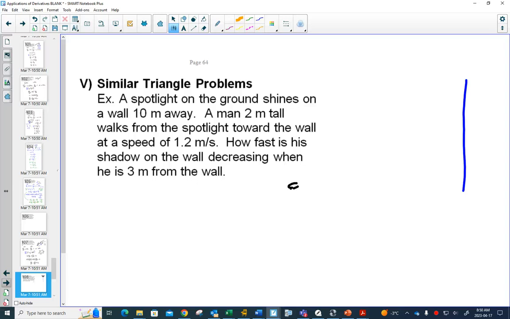There we go, let's draw some. Spotlight on the ground, 10 meters. So we know that this distance is 10 meters. And there's a guy walking, 2 meters tall, and as that spotlight hits him, there would be a shadow on the wall over there.